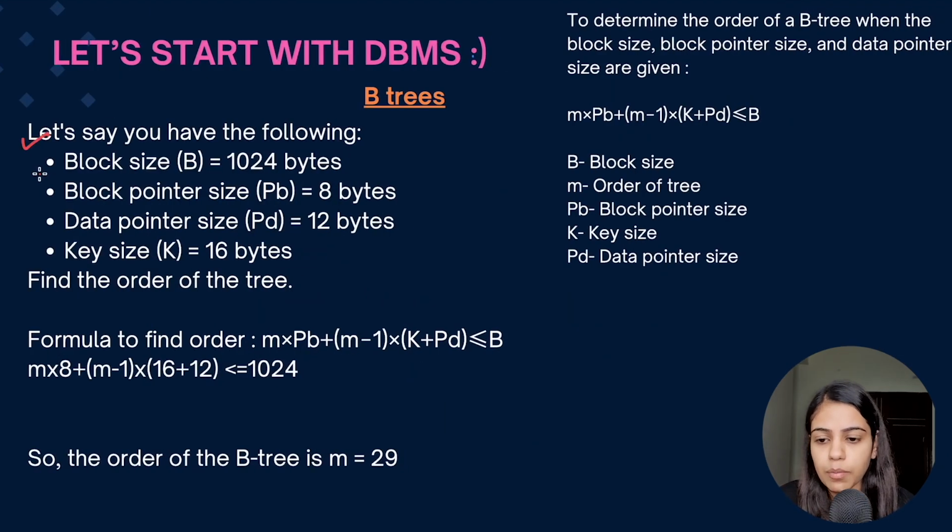Now let's say you have a block size B of 1024 bytes, you have a block pointer size PB of 8 bytes, you have a data pointer size PD of 12 bytes, and you have a key size K of 16 bytes. Find the order of the tree. So you have to find the order of the tree.